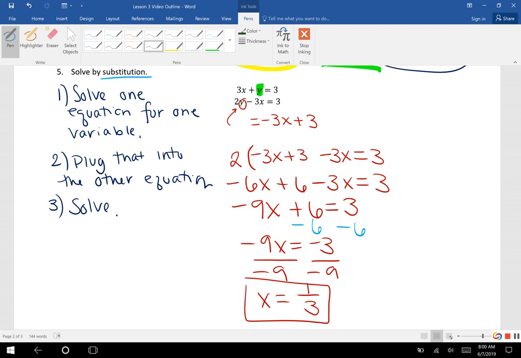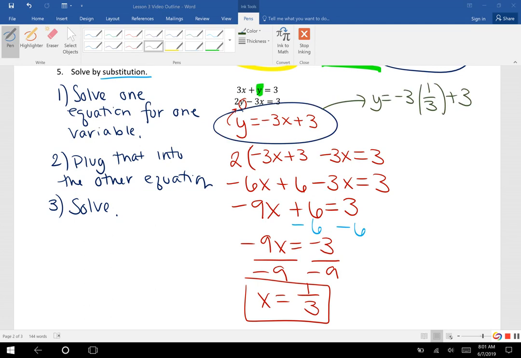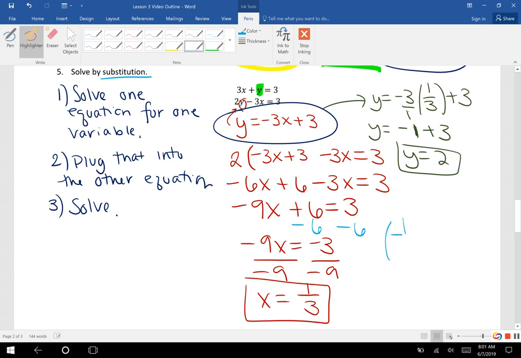So I'm going to replace that x with 1/3, and now I've got y equals negative 3 times 1/3. That's going to be a negative 1. 3 divided by 3 is 1. Plus 3, or y equals 2. And I could also write my answer as an ordered pair. These lines intersect at 1/3, 2. These lines intersect at x equals 1/3, y equals 2.